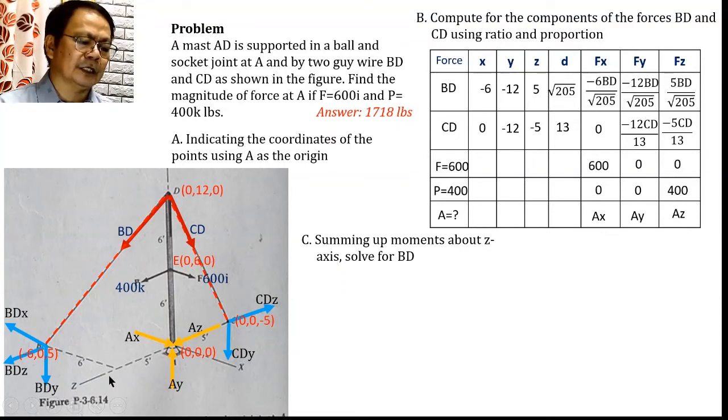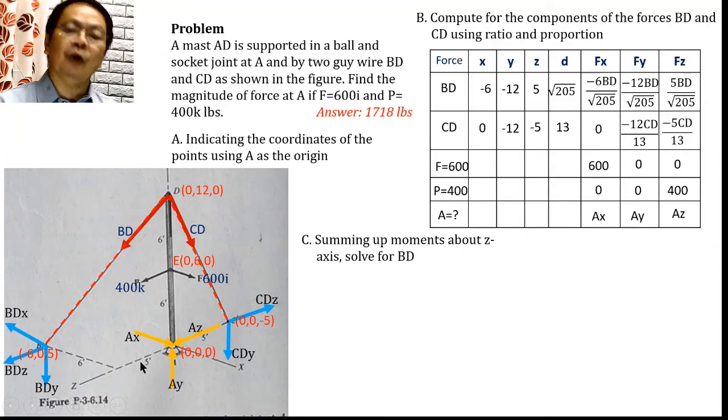Sa makatwid, if we shall be summing up forces along the z-axis, itong axis na ito, na nakikita natin itong axis na ito, okay? If we shall be summing up this forces along this axis, sa makatwid, yung force CD will pass through that axis and therefore it will create no moment. Similarly, since A is along this axis, all these components will create no moment and therefore all A's and CD's will be eliminated in the equation.